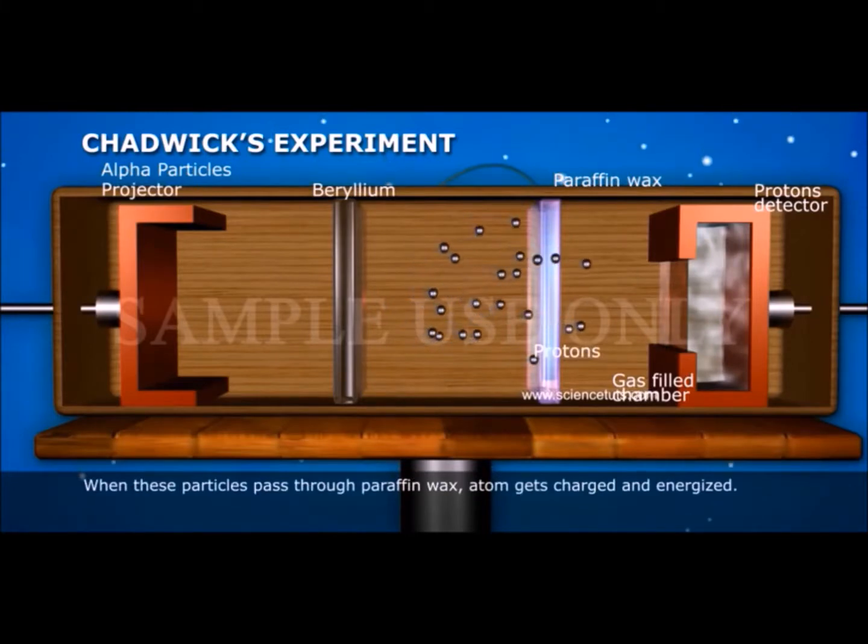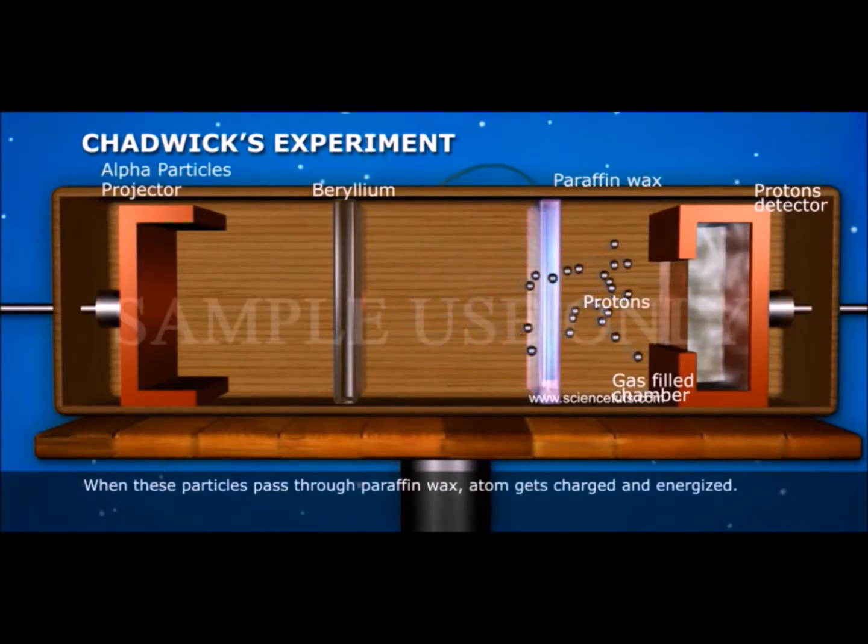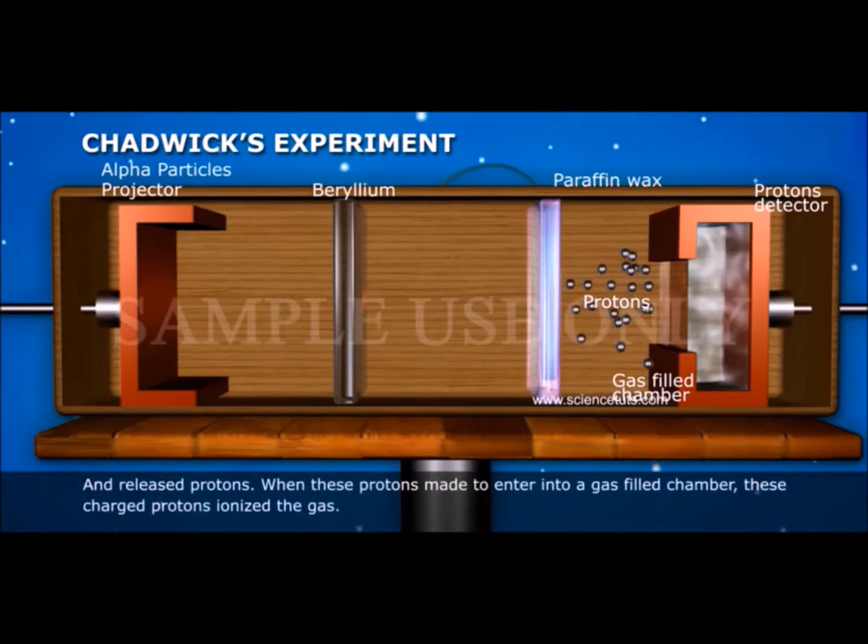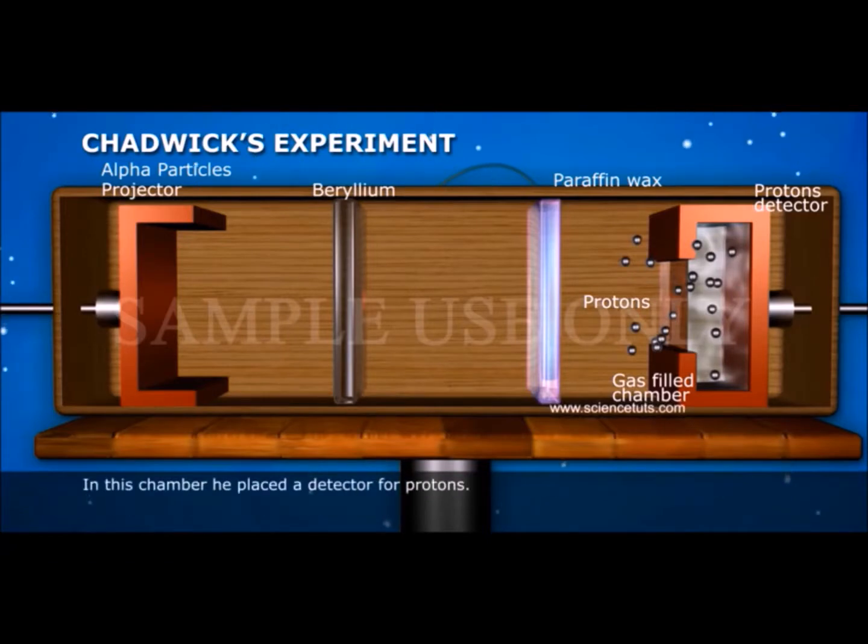When these particles pass through paraffin wax, atoms get charged and energized and release protons. When these protons are made to enter a gas-filled chamber, these charged protons ionized the gas. In this chamber, he placed a detector for protons.